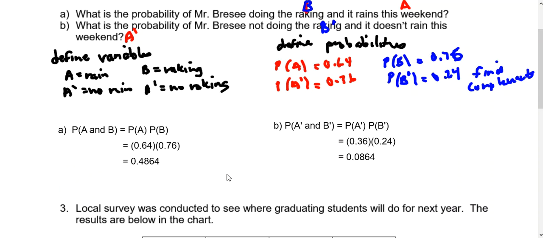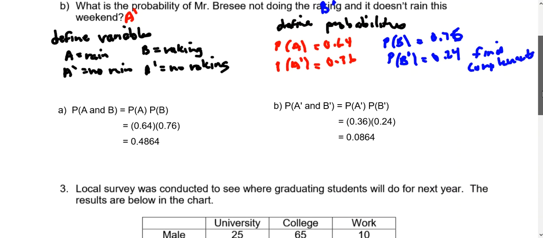So hopefully you got the purpose of this lesson, which is to figure out if it's independent or dependent. Once I find that, then I can define my variables to find the probabilities and answer my question. So it's all about the defining part.